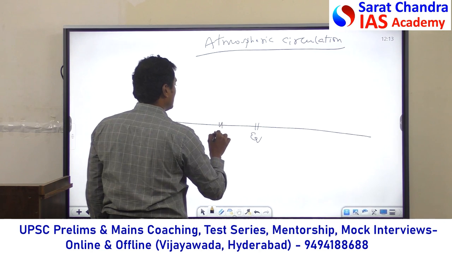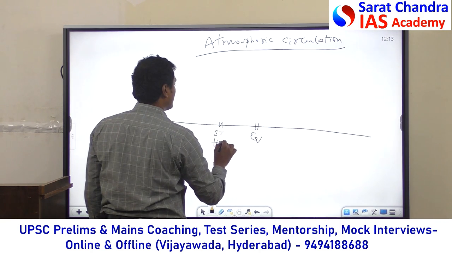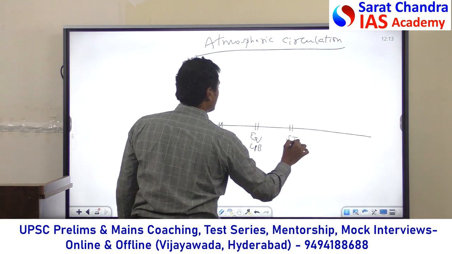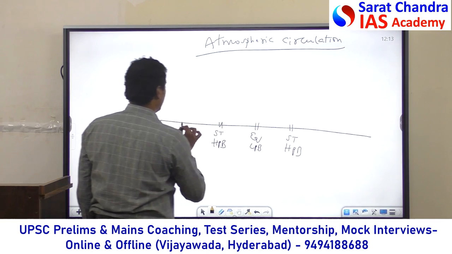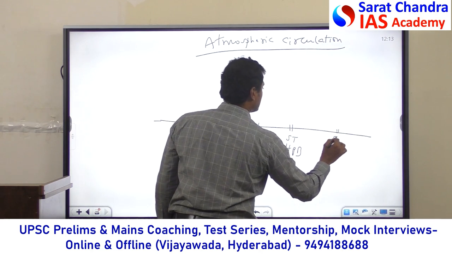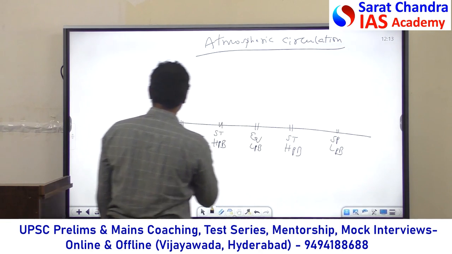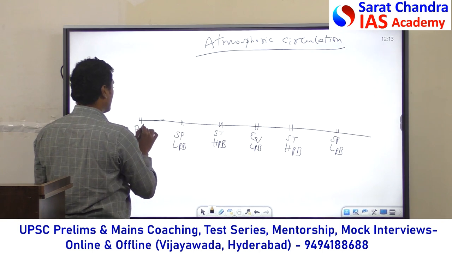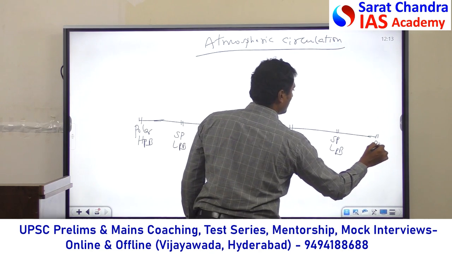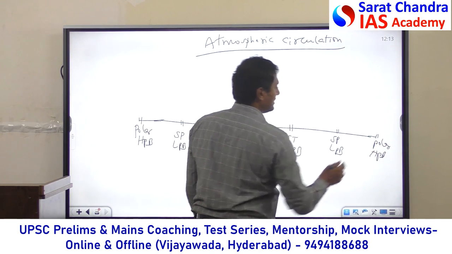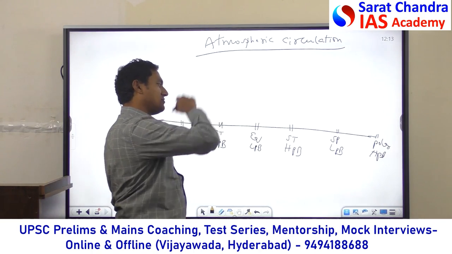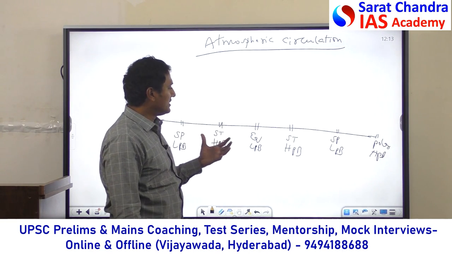This is the subtropical high pressure belt. The equatorial low pressure belt. This is the subtropical high pressure belt. And this is the subpolar low pressure belt. And friend, this is the polar high pressure belt. You understood? I am just tilting it. Till now I have taken the latitudes vertically. Now I am just trying to turn it in this direction, so it is easy for you to understand.